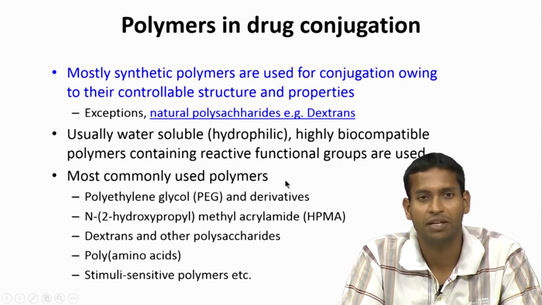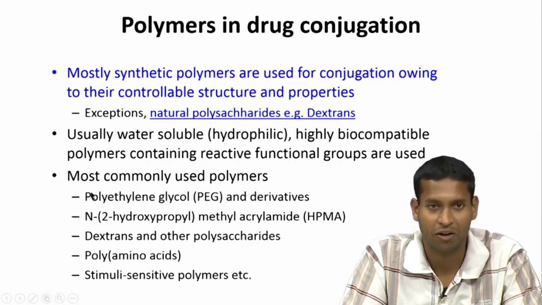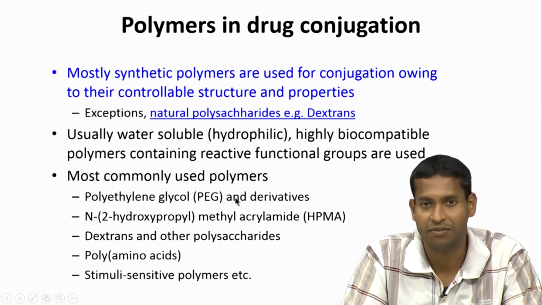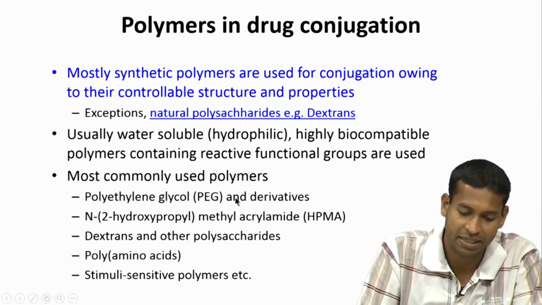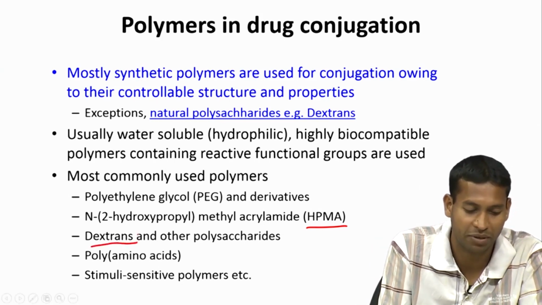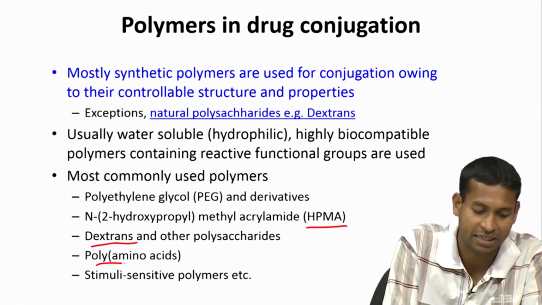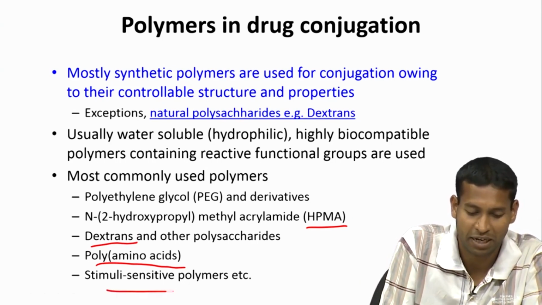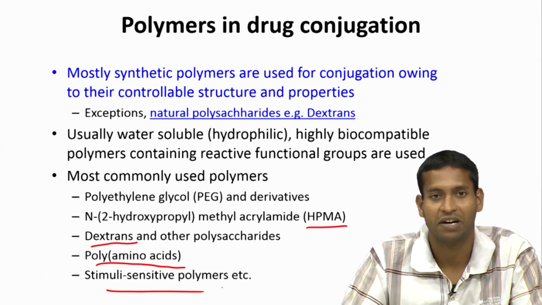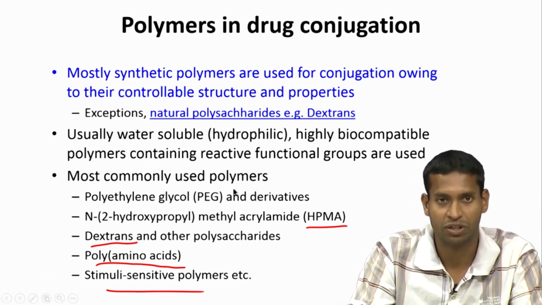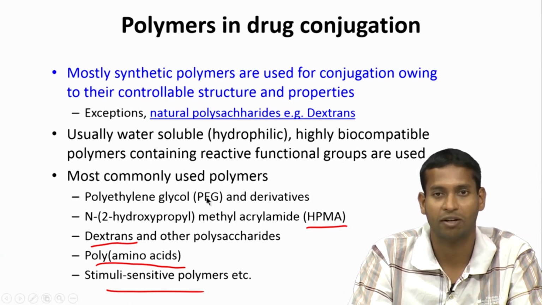Some of the most commonly used polymers are polyethylene glycol, by far the most widely used polymer, and some of its derivatives. Other polymers such as HPMA, and the dextrans I mentioned earlier as a natural polymer. You have polyamino acids like your proteins, and you can also have some stimuli responsive polymers. All of these are very widely used. PEG of course is by far the most abundant polymer for this particular application.